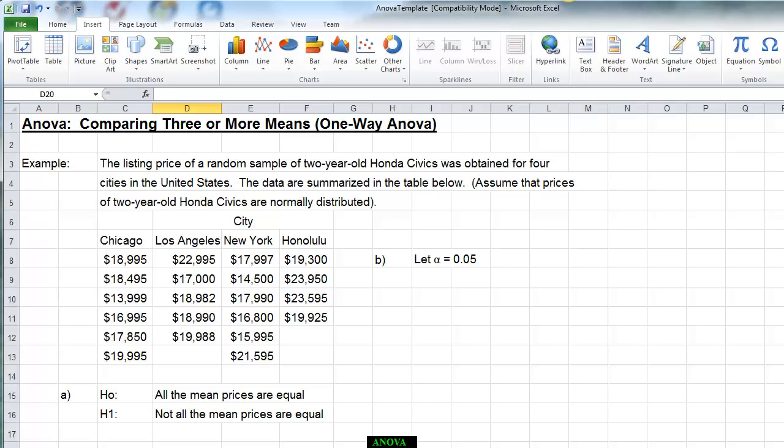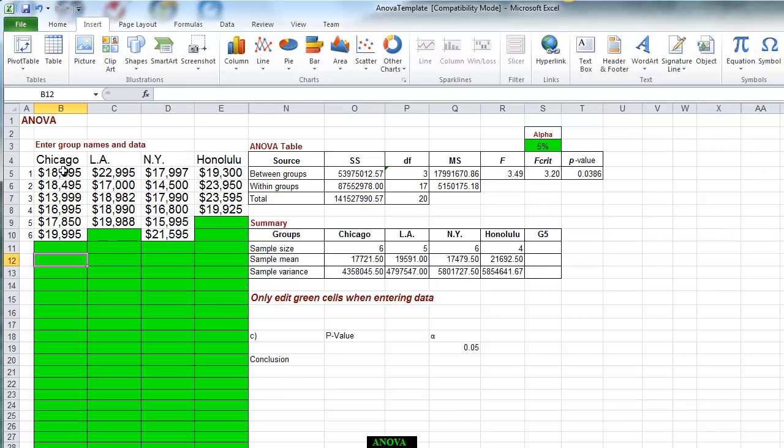Now, copying this information onto the spreadsheet, we copied all the prices for Chicago, for LA, for New York, and for Honolulu. So that's all you really have to do. We enter the group names and we put the data in. The Anova table appears. If the alpha were different than 5%, let's say you wanted to make that 1%, if you typed that in, you'd see that the critical F changes, but that's about the only thing that changes. Here we're going to leave it as a 5% alpha. Notice that the p-value will stay the same regardless.